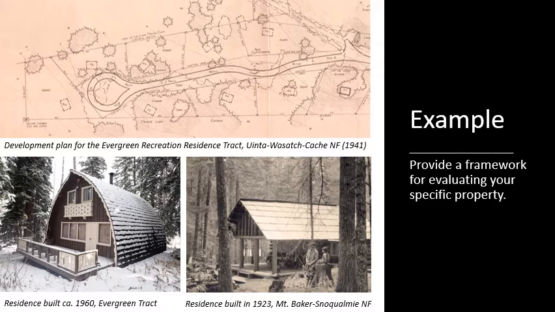In our rec residence example, you would look for descriptions of other historic recreational residences. You would also look for evaluation guides that address mid-century housing styles and construction methods. When you're done writing the statement of significance, you should now have a few paragraphs that provide a framework for evaluating your specific property. Next, we move on to evaluate integrity.